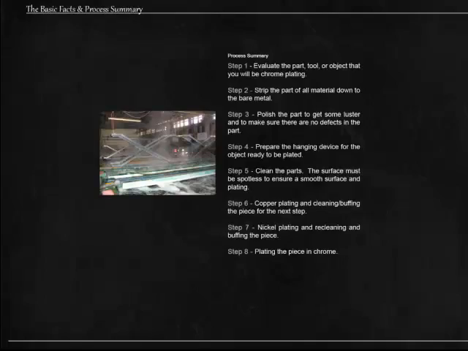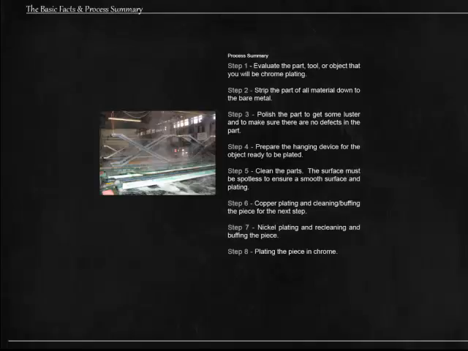The process by which chrome is plated onto an object is generally about an 8-step process, but some places use a little less or a little more. The first step would be evaluating the part that's going to be used. Then, once it's evaluated, it's going to get stripped down from everything that's on it, right down to the bare metal. After that, it's going to get polished. And at this stage is kind of where they see if there are any defects in it, because a simple little defect can really ruin a part once it's chrome plated.